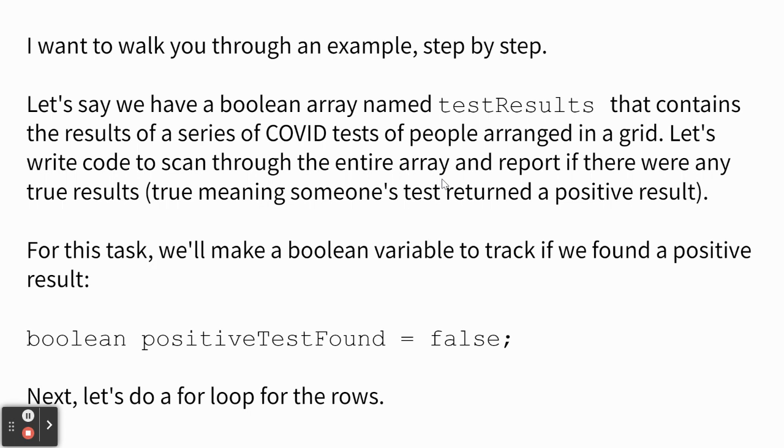I want to walk you through an example step by step, he says, tentatively. Let's say, and how appropriate, we have a Boolean array named testResults. It contains results of a series of COVID tests of people arranged in a grid. Let's write code to scan through the entire array and report if there were any true results, meaning if there was a single one. So for this, I'm going to make a flag variable. I'm going to set it to be false in the beginning. positiveTestFound equals false. So we're starting before all the for loops. We're saying we have not found a positive test.